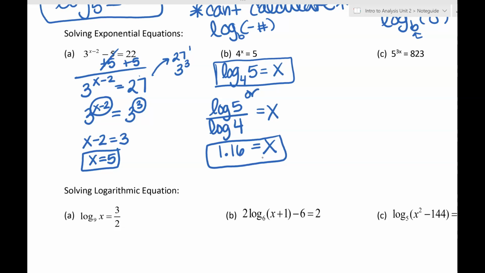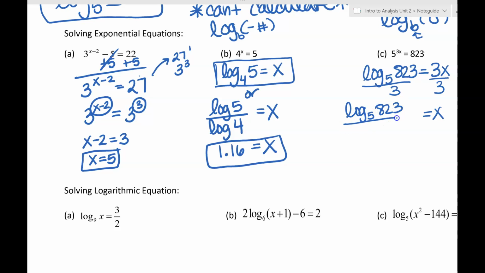Same thing in part C. I've already got the power alone, but 823 is not a power of 5, at least that I know of. So I would go ahead and rewrite the form of this. I would write log, the base is 5, the value of the power is 823, and the exponent is 3x. Now in this one, x is not completely alone yet. You have to take one final step of dividing by 3. So log base 5 of 823 divided by 3, that's one way to write our answer.